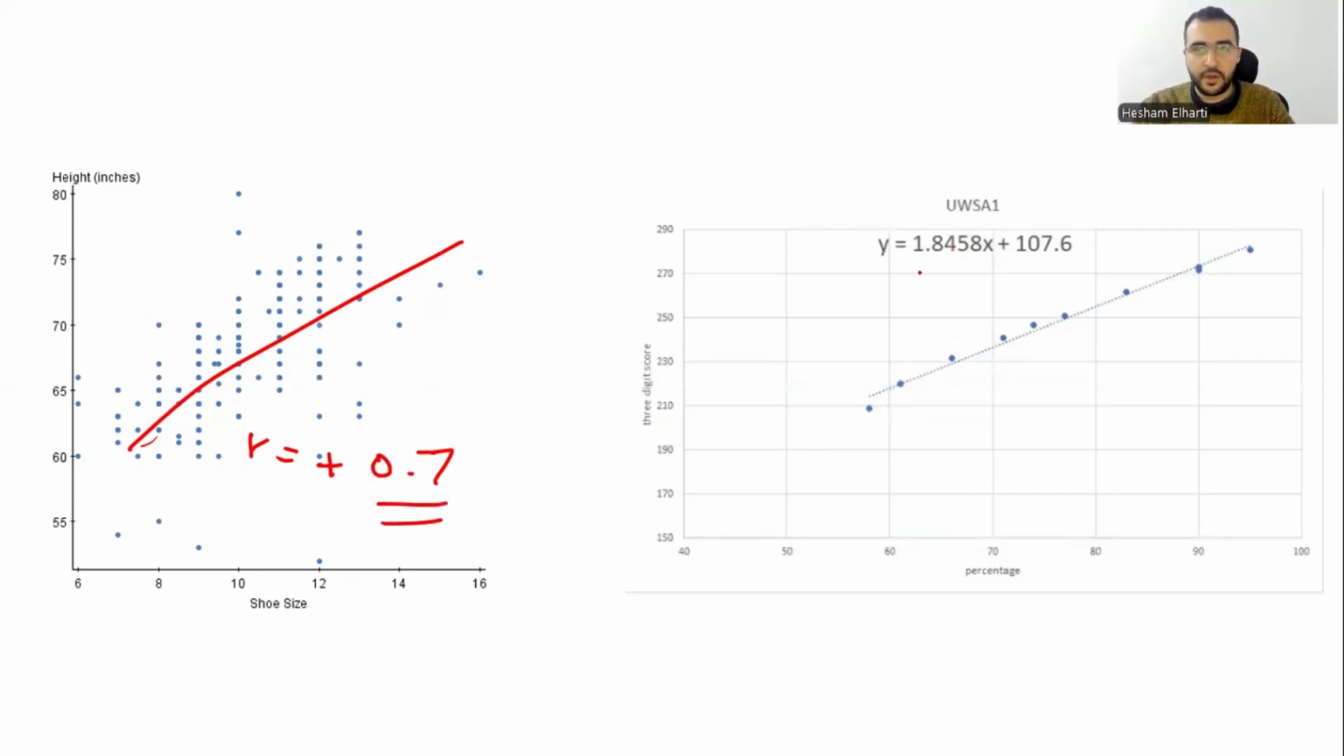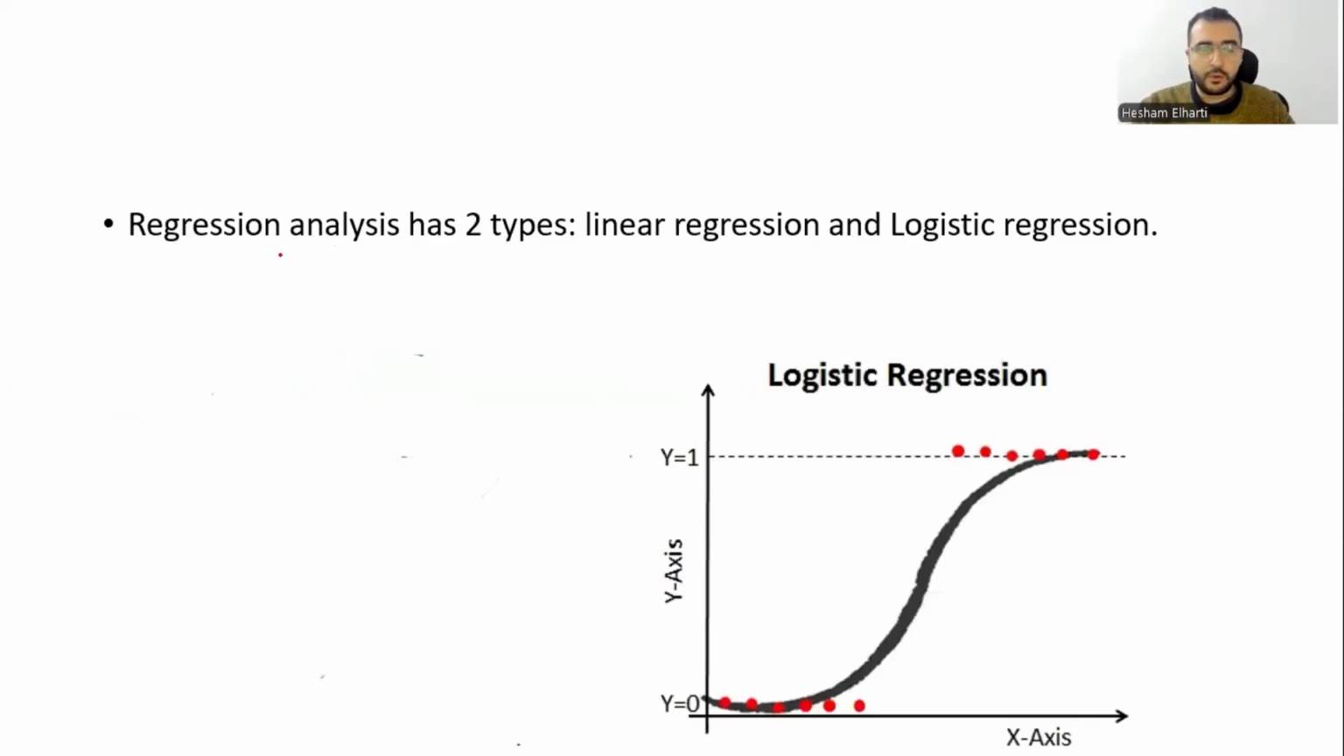And another curve here for the regression analysis. So there is a mathematical equation. For example, the y axis here is the dependent variable. You can measure this value based on the equation. Okay, regression analysis has two types, linear, as described before, and logistic regression, and it's described as the y-axis.